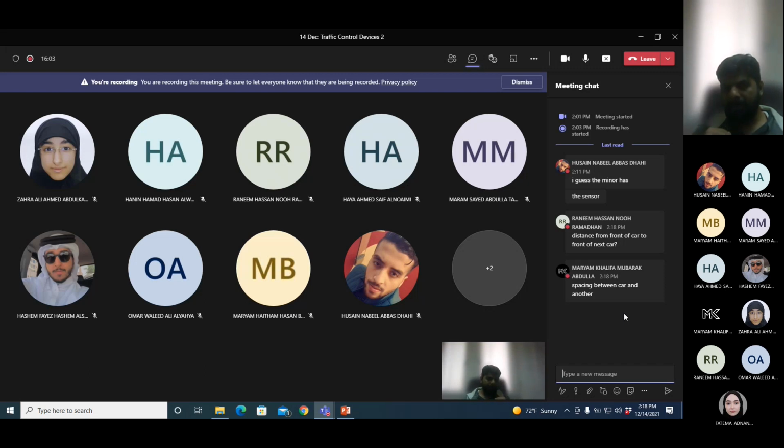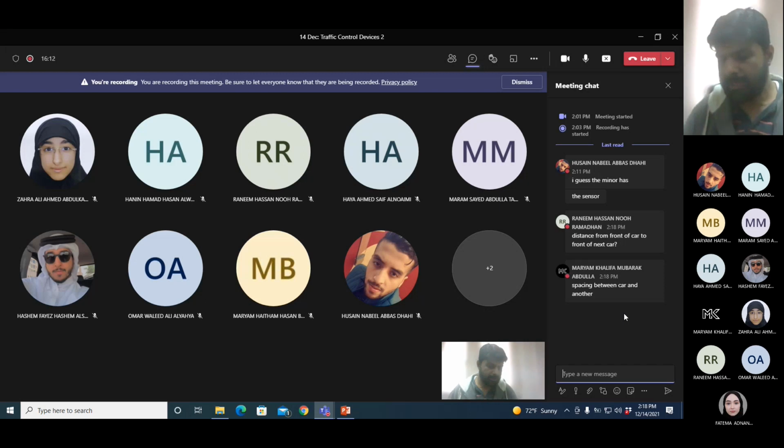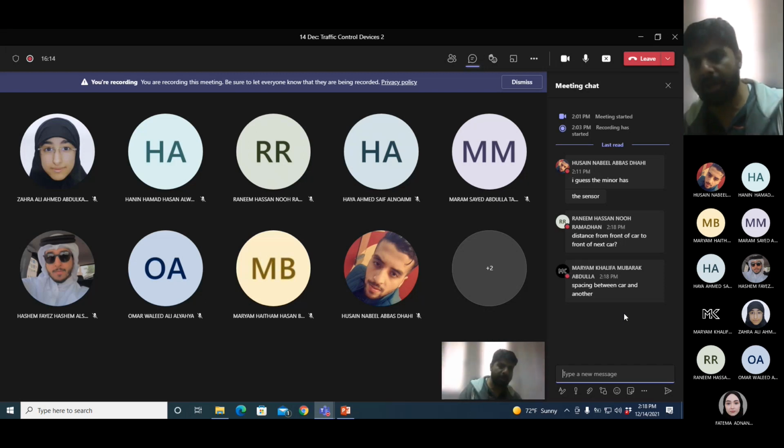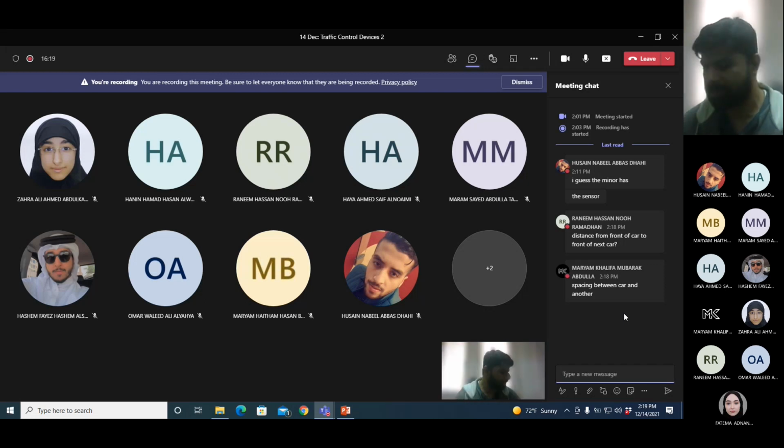Again, like I mentioned, it is time, not distance, time. Both of you are correct, but in terms of time, not distance. Spacing is the distance between one car and another car, but headway is the time between one car and the other car to cross the same point. So headway is the time interval between two consecutive cars.